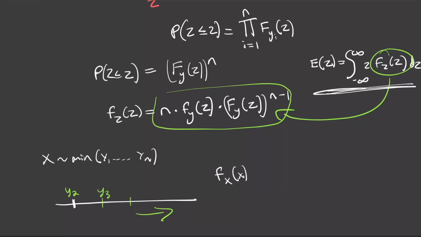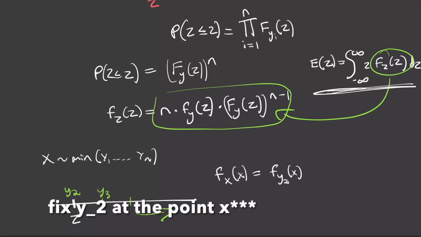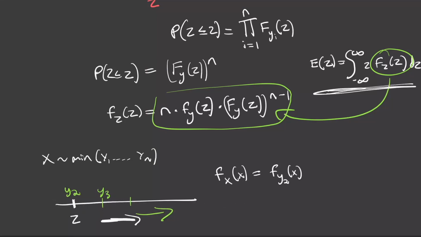So my probability density function for, let's say x now, f sub x of x. Well, again, I can cycle through every single point, right? If I have y2 as my minimum, the density of y2 at that point is just going to be f sub y2 of x. Then if we fix one of our points, y2 at the point z, the probability that it is the minimum is the probability that all the other ones come after. And since they're all identically distributed and independent, it's just the probability that y is greater than or equal to z, or greater than z. It doesn't matter for continuous, right? And that's going to be raised to the power of n minus 1.